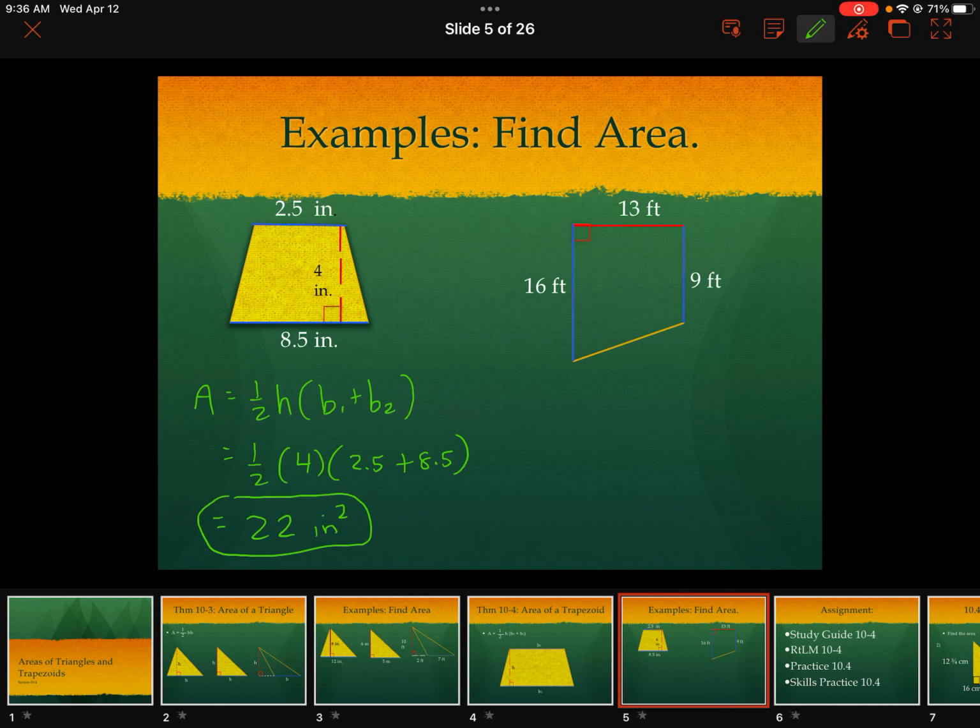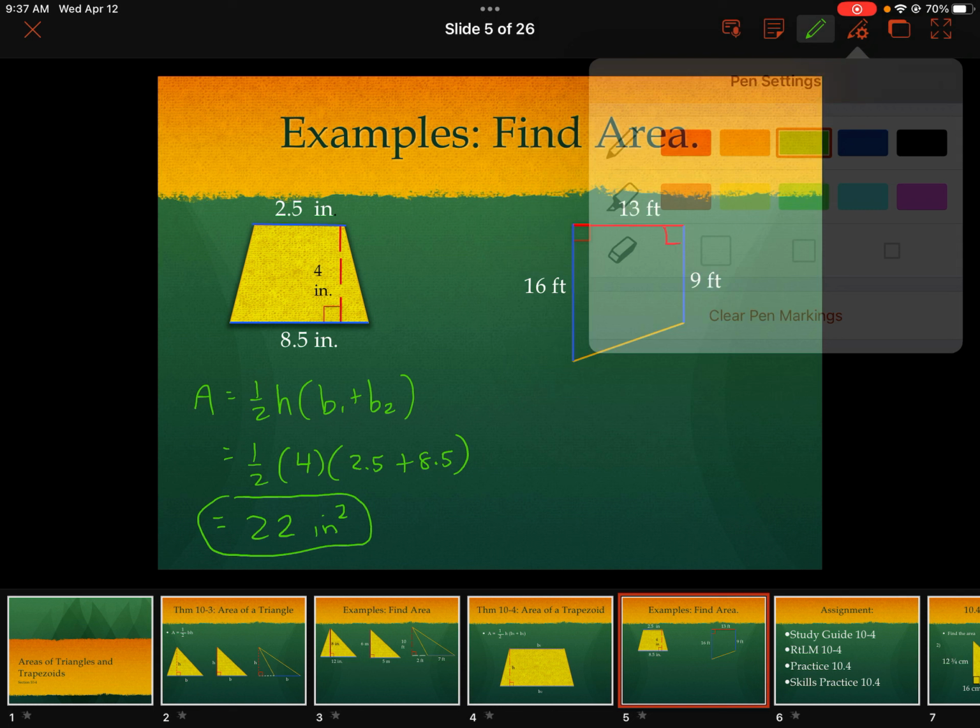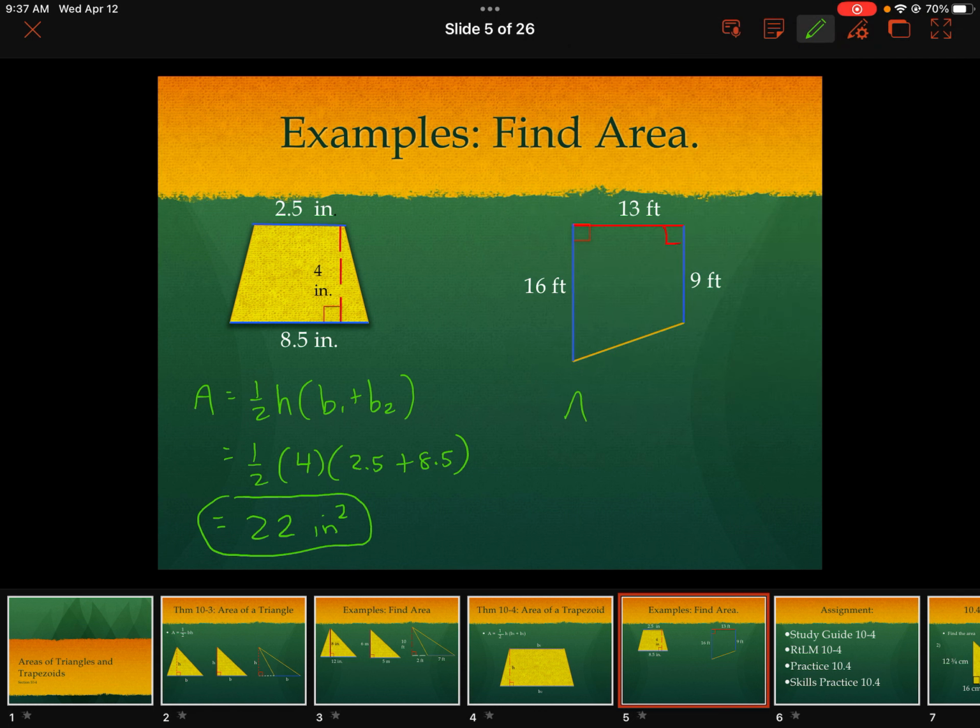The next example, I used the same color concept that we did in the previous slide and on the previous example. The blue segments are your bases. The red segment is your height. The orangish yellow segment is actually a segment that does not factor into the area at all. Do you realize why it doesn't factor in? Notice how it's not perpendicular to the bases, like the red segment is. We're using segments that are perpendicular.